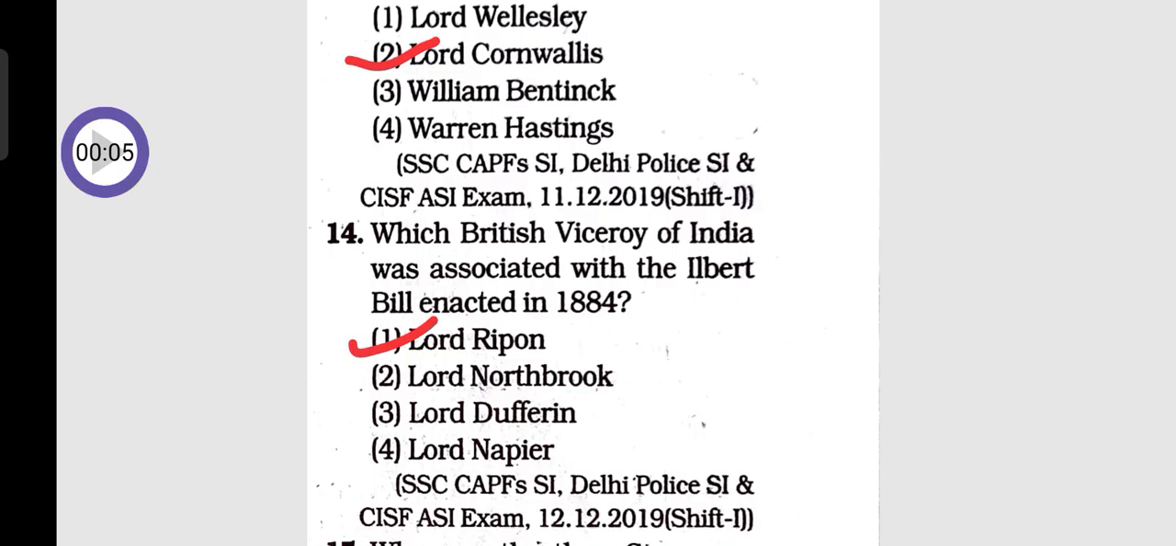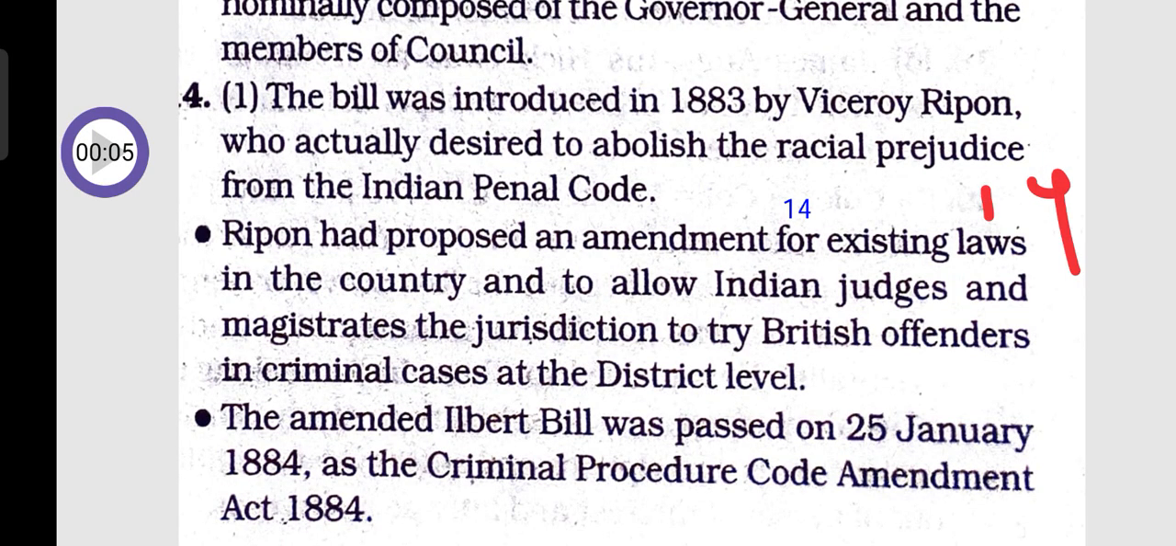So question number 14. The bill was introduced in 1883 by Viceroy Ripon, who actually desired to abolish the racial prejudice from the Indian Penal Code. Ripon had proposed an amendment for existing laws to allow Indian judges and magistrates the jurisdiction to try British offenders in criminal cases at the district level. The amended Ilbert Bill was passed on 25 January 1884 as the Criminal Procedure Code Amendment Act 1884.